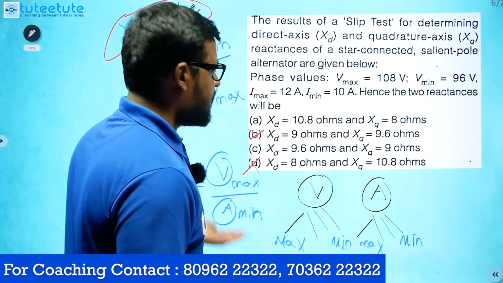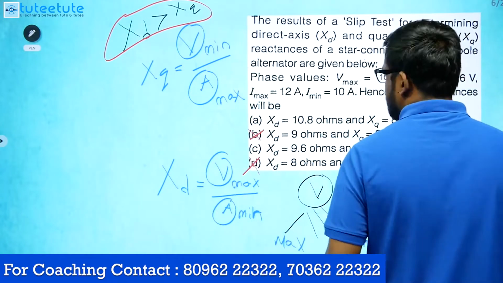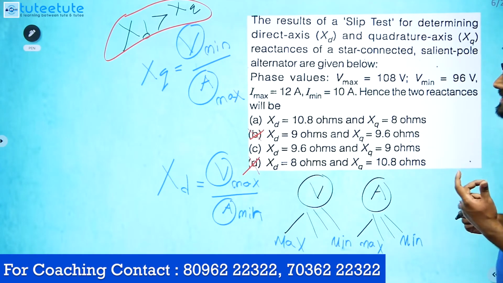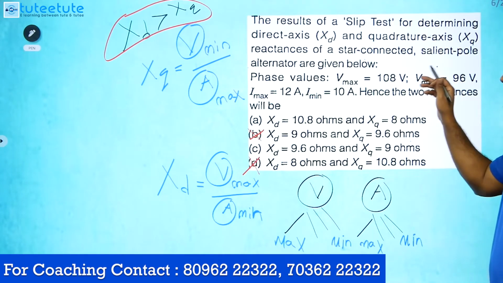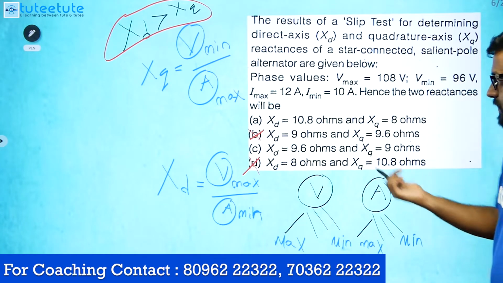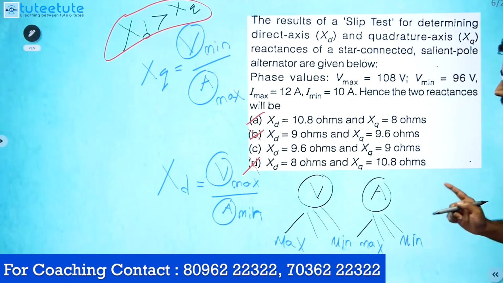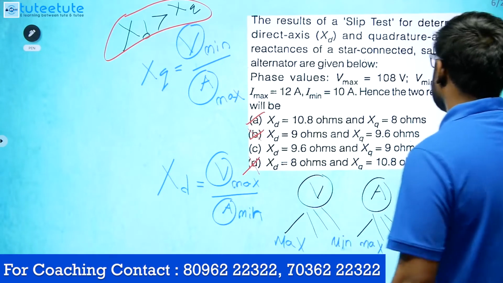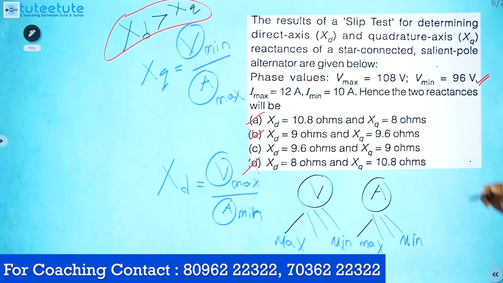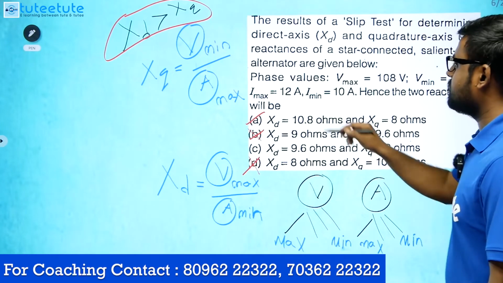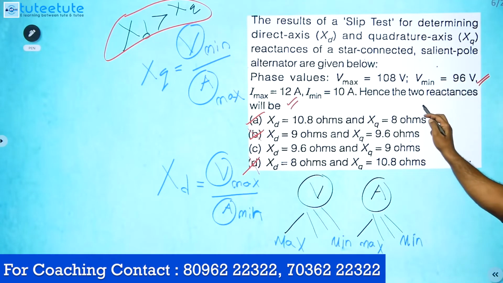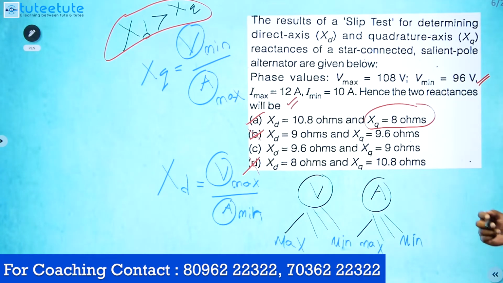So we already got V max, V minimum, A max and A minimum. So what is V max? 108 volts. What is I minimum? 10 ampere. Therefore, what should be the value of XD, students? XD equals 108 volts by 10 ampere, which is 10.8. So we got the answer. And what is XQ? XQ is equal to the minimum reading of the voltmeter divided by the maximum reading of the ammeter. Where is the minimum reading of the voltmeter? 96, divided by the maximum reading of the ammeter, 12. So which is 8 ohms, right? So this is XQ and that is XD.